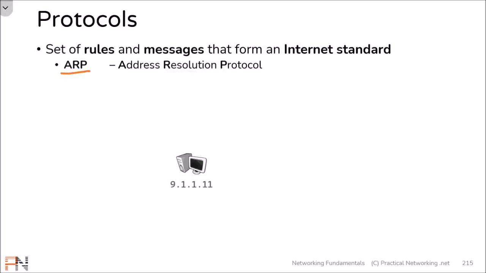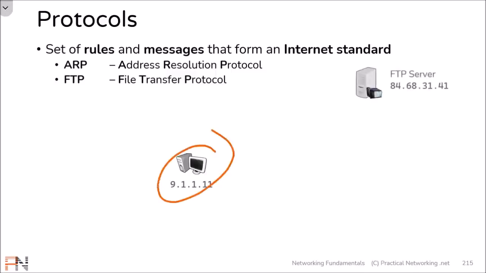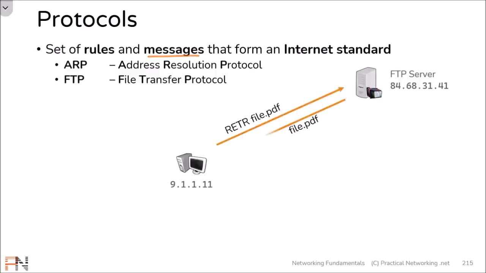Just like ARP is an important internet protocol that you should know about, there's a few other internet protocols that I'd like to introduce to you, starting with File Transfer Protocol, or FTP. FTP allows a client and a server to send and receive files from each other. The FTP conversation is made up of messages that look like this. The client would send the RETR command, which stands for retrieve, and ask for a particular file, and this would prompt the server to respond with that file.